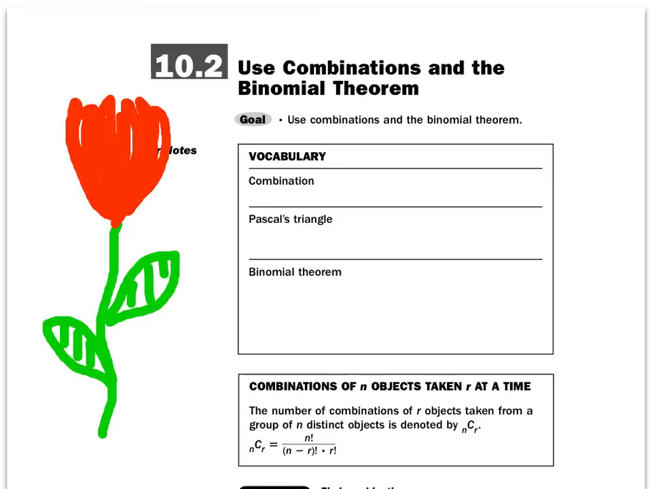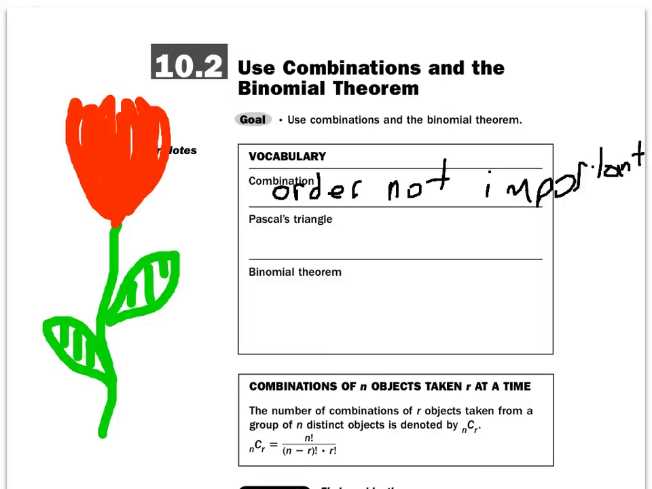This first word we come upon is a combination. And this is a selection of r objects from a group of n objects where the order is not important. That's the major thing you got to know with combinations: order is not important. And you see I got a little rose drawn for us over here.